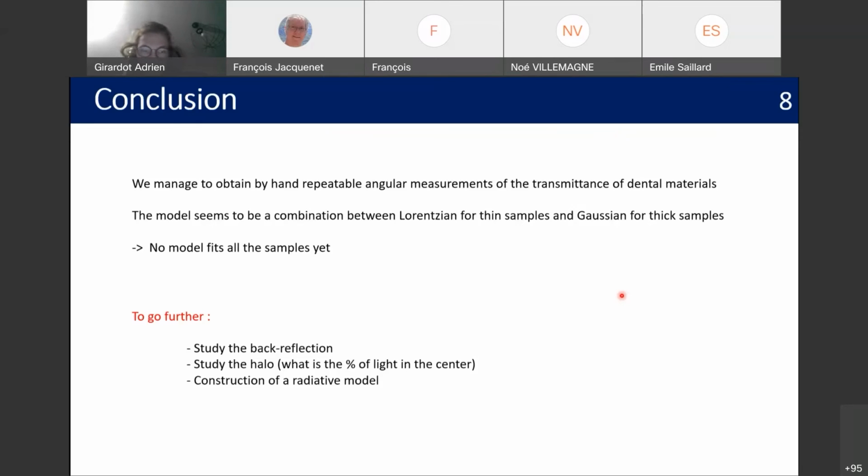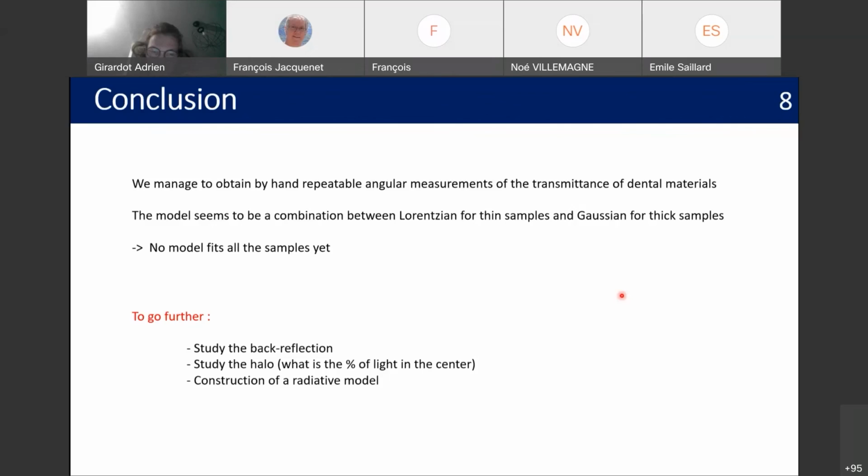Okay, and to go further, we can mention that it can be interesting to study the reflection by modifying slightly our setup, and that it can be interesting to do a more intense HDR technique to study the halo around the spot on the images recorded by the camera.